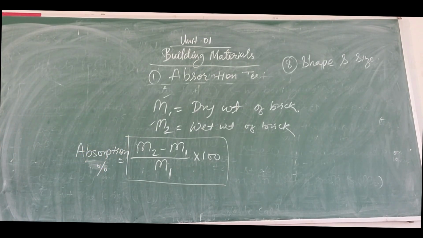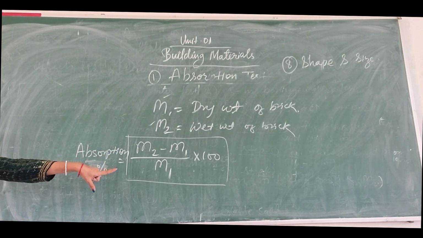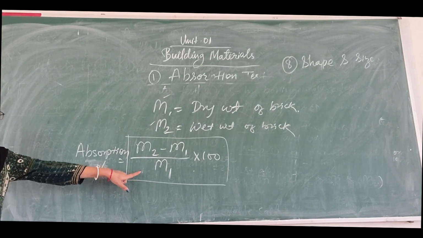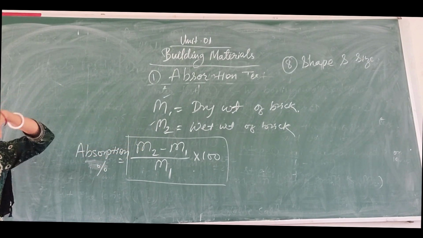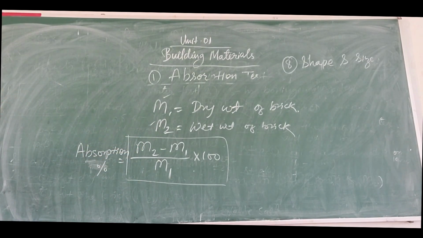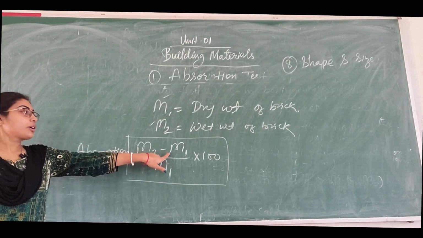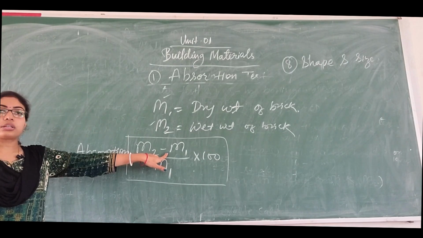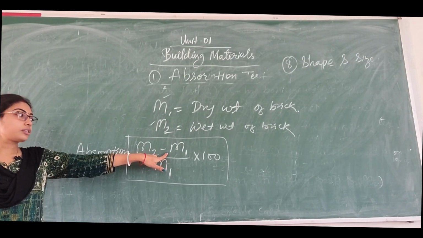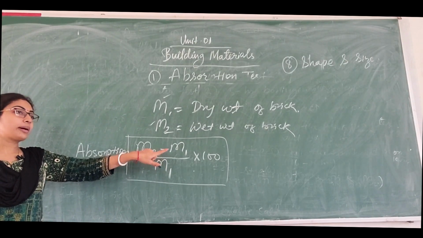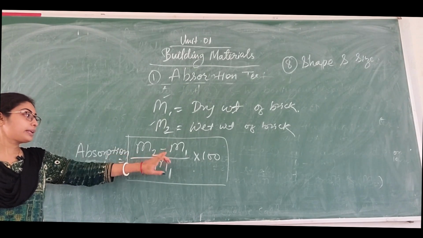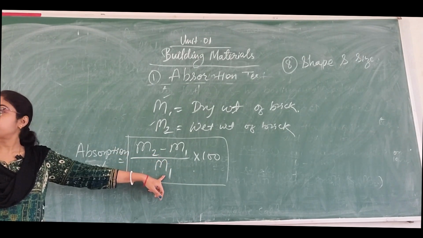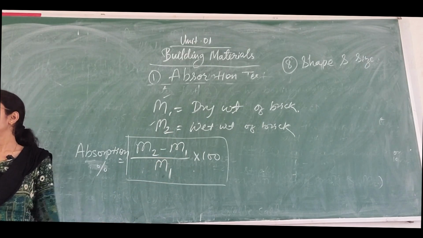These two formulas are the same for 24 hours and 5 hours. You need to write the same formula, and the abbreviations are the same; only the procedures differ. M2 minus M1 upon M1. This is simple. The content of water is calculated by M2 minus M1, the amount of water it absorbed, upon M1, which means the dry weight, giving the percentage of water.